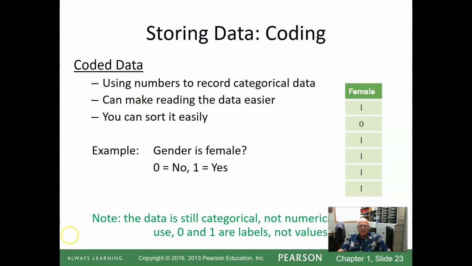Hello students, we're going to continue on from where we left off. I didn't quite finish off section 1.2, but I will do that right now. There's a couple of slides here about coding. Let me tell you a little bit about coding.